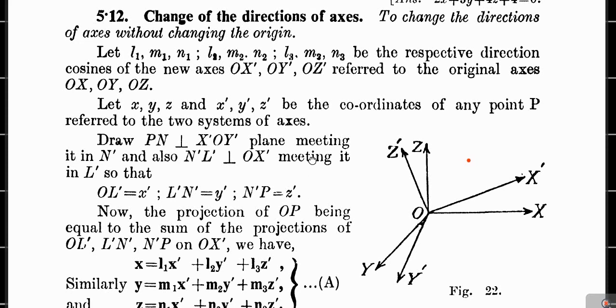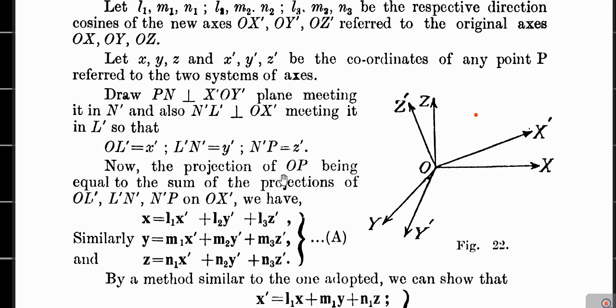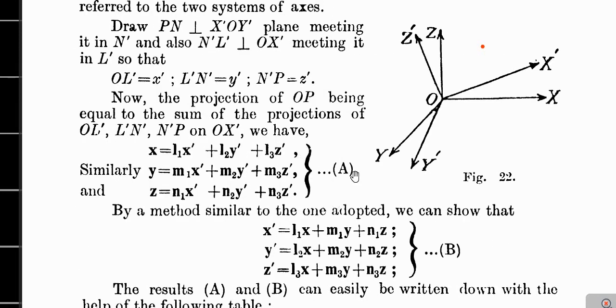So next, the projection of OP is equal to the sum of the projections of OL dash, L dash N dash and N dash P on the OX dash, and therefore we have x equal to L1 x dash plus L2 y dash plus L3 z dash. Similarly, we will get y equal to m1 x dash plus m2 y dash plus m3 z dash and z equal to n1 x dash plus n2 y dash plus n3 z dash. This system of equations we are denoting by A.